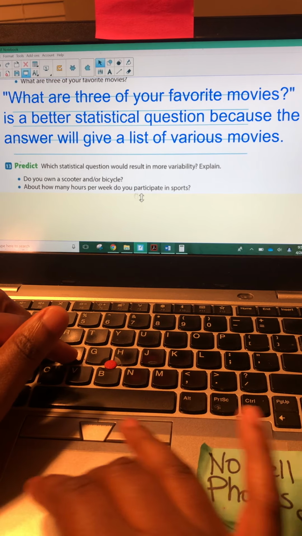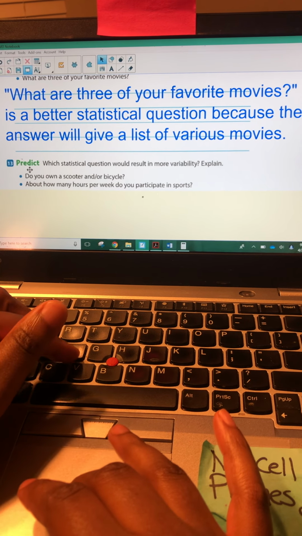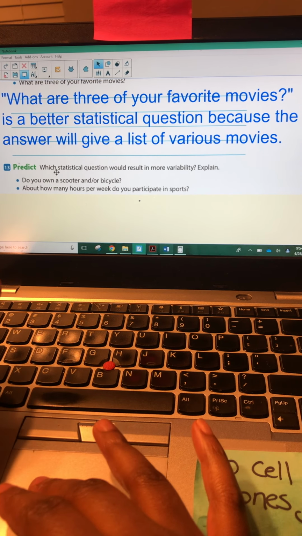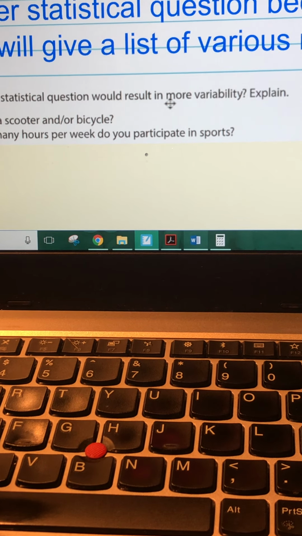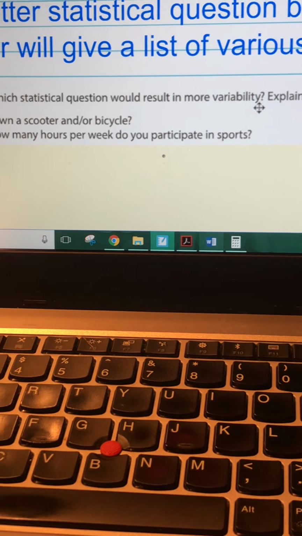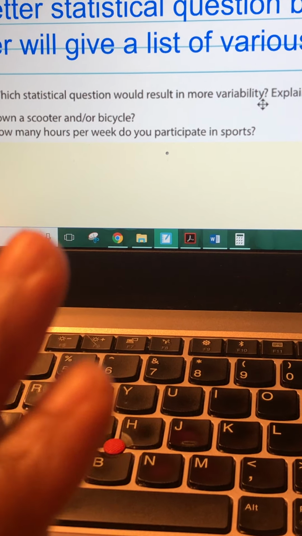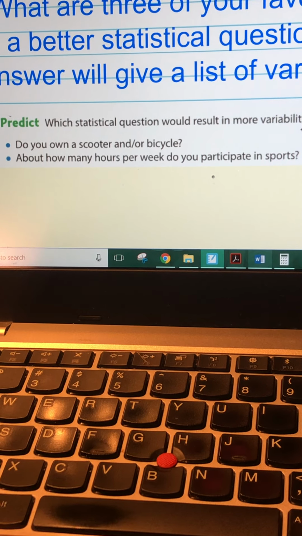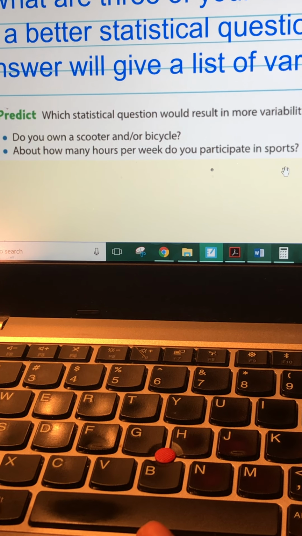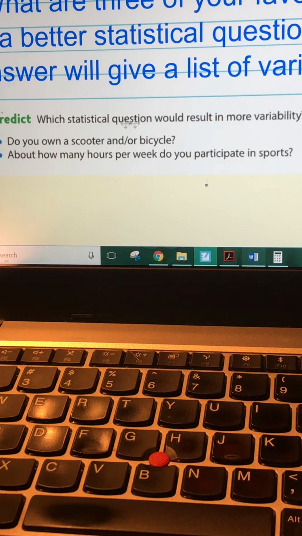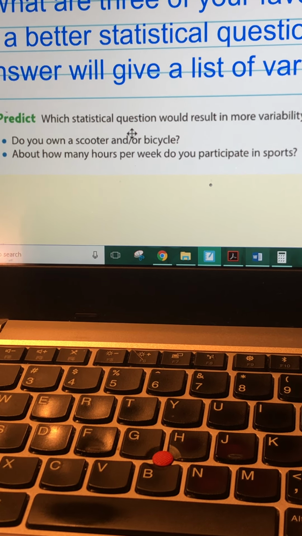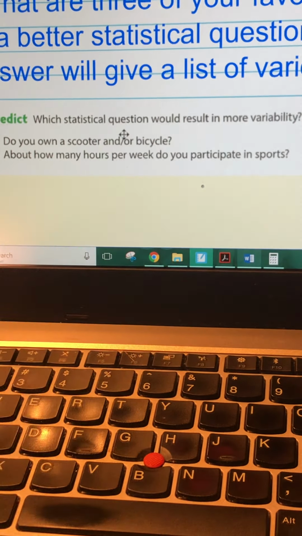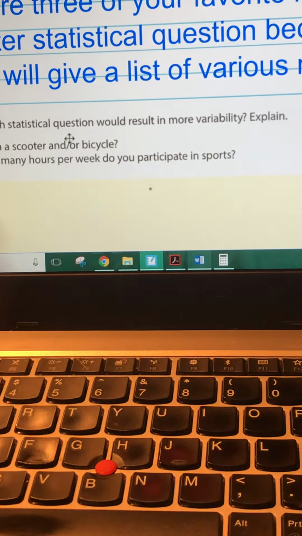All right, it says predict, and that means to tell what you think will happen, all right? Which statistical question will result in more variability? So one that's going to give you more answers or a lot of answers, okay? Which one will give you more variability, okay? We know that they are statistical questions, meaning that they're going to give you more than one answer, but we want to know which one's going to give you the bigger variety. And then there's that keyword explain, okay?